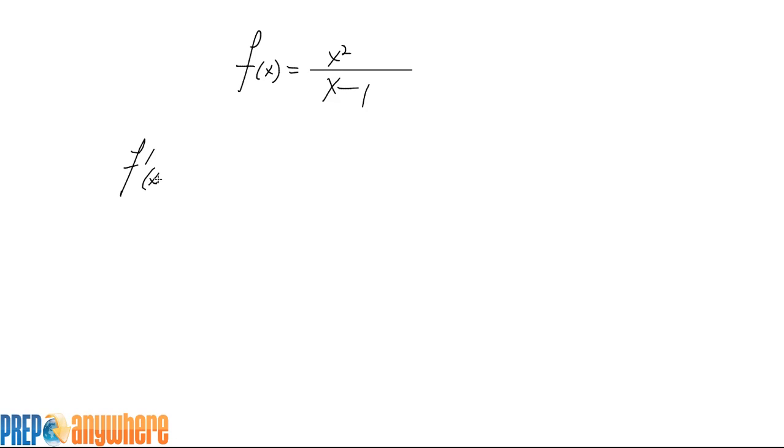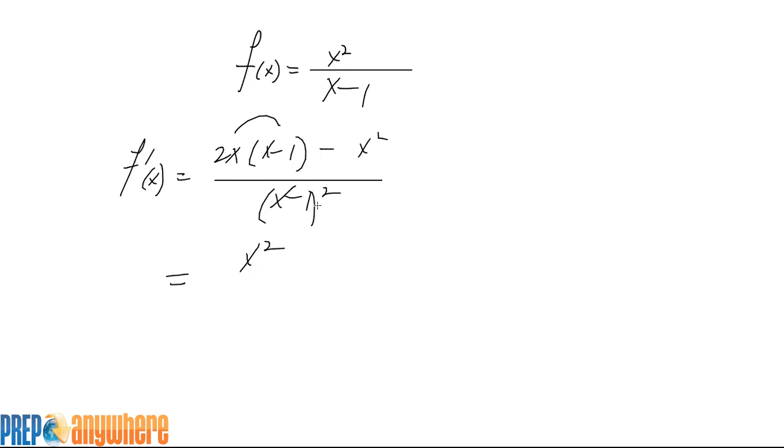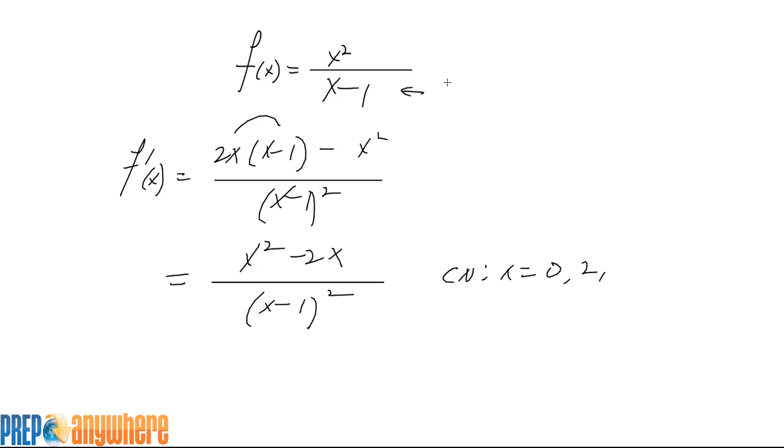So first derivative, you get 2x(x - 1) - x² over (x - 1)², right? 2x² - x², so that's x² - 2x. Okay, so from here the critical numbers are 0, 2, and -1, because it's undefined. But I already know from here x = 1 is a vertical asymptote, so I don't need to consider it. If it's a vertical asymptote, it's a vertical asymptote. It's not going to suddenly become a cusp or one of those things.